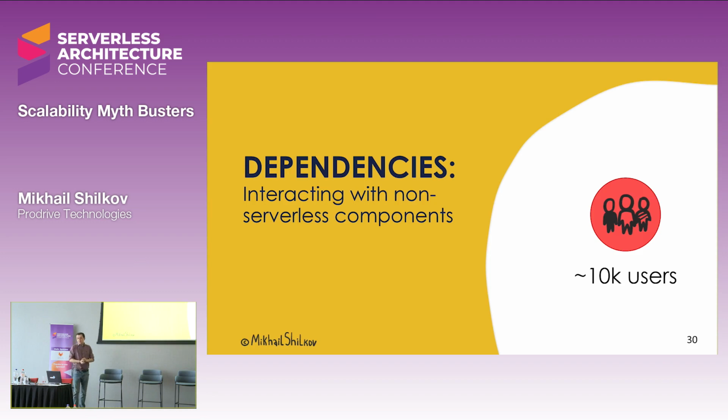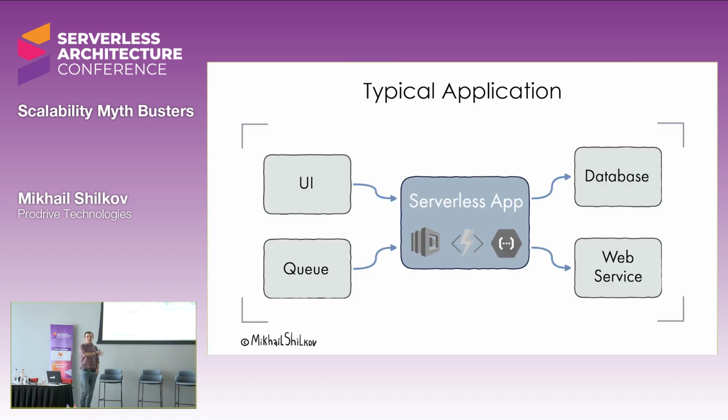Okay. Now we learned this model. Let's grow further. Let's say we have 10K users, and we might get some problems at this point. Let's discuss the problems by an example. So that's like a typical serverless application. You have some upstream components like user interface which calls your function, or a queue with the messages, and so on. And then you probably have some downstream components because your FaaS is just a stateless function. So you probably need to read some data from database or call some third-party web service or a web service from your other team, which is not serverless.